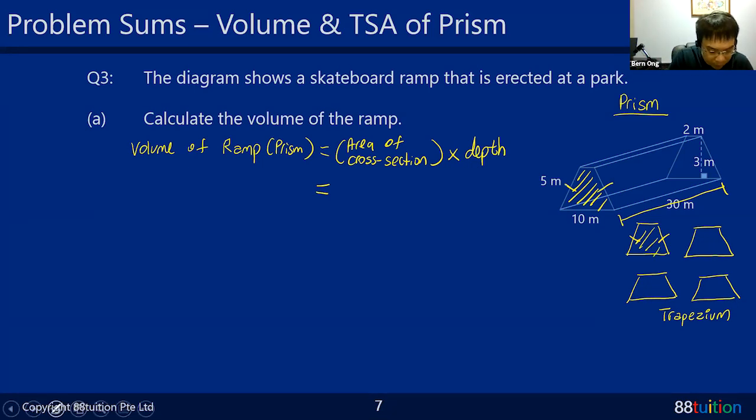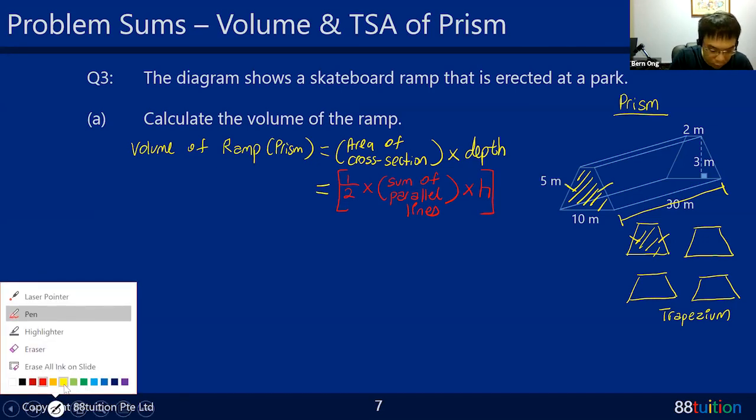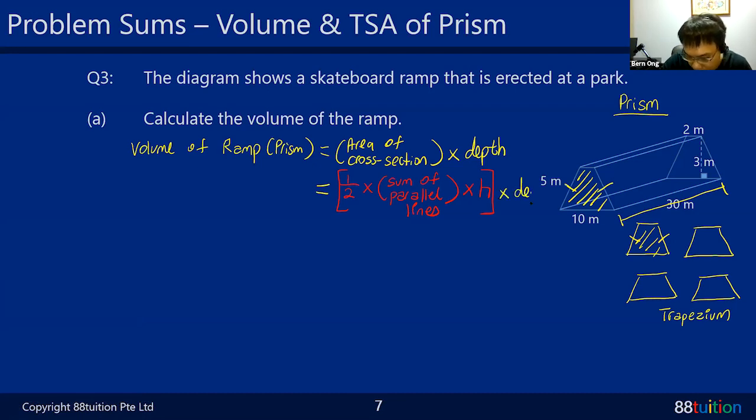So what's the formula for a trapezium? This one you have to know. Write it down for you, I write in red color some more. Area of a trapezium is given as half times sum of parallel lines, times the height. This portion here is just the area of trapezium, which is the area of cross section. They are the same. So the depth is still outside. That's why you must understand all these keywords that we are talking about.